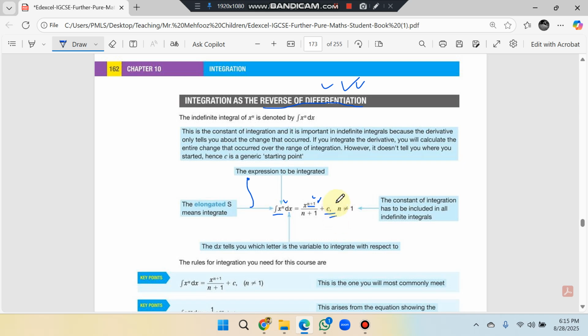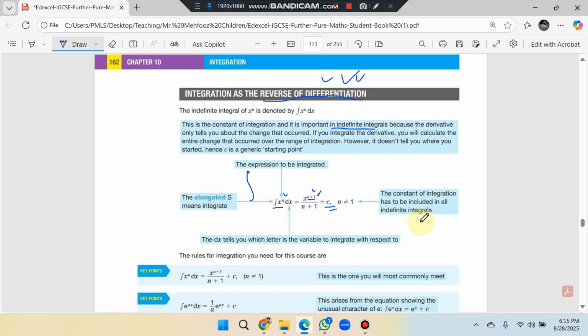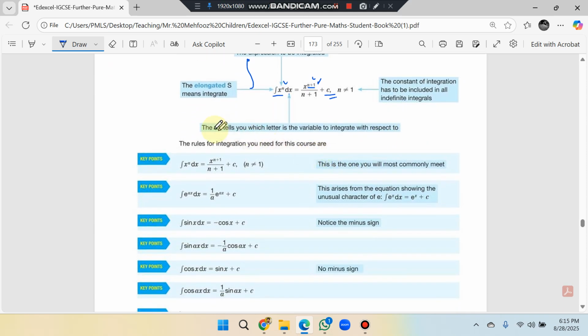So plus c is basically the generic constant which we have to write in indefinite integrals. Indefinite integrals are those integrals which are general integrals. So the constant of integration has to be included in all indefinite integrals. The dx tells you which letter is the variable to integrate with respect to. So we are integrating with respect to x.